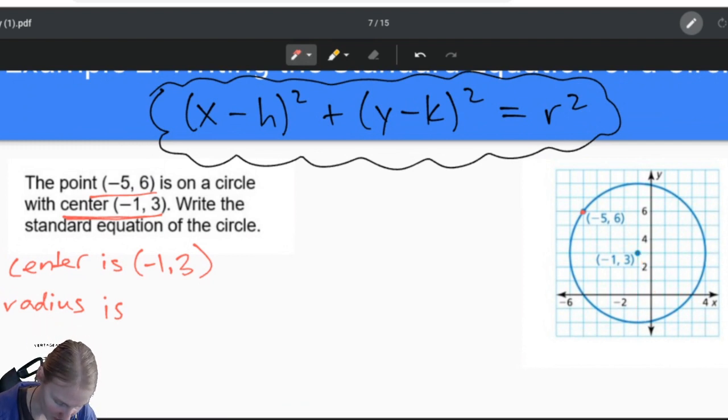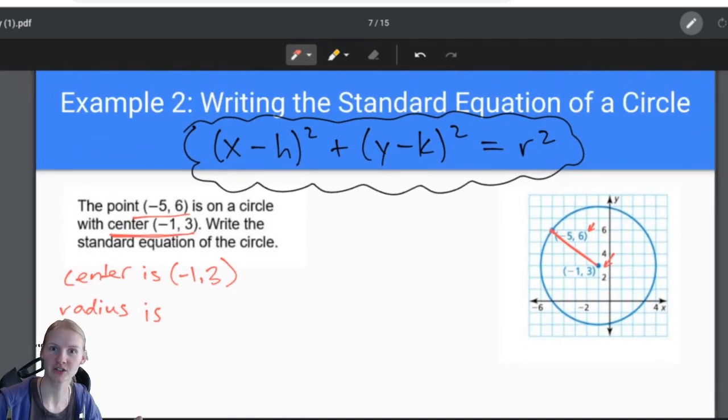Because these are the points they gave me in the problem, so these are the points I should probably use for the problem. So, this is my radius. Remember, this is also a radius, but these are the points that they gave me, so these are the ones that I'm going to work with. So how could I find the distance between these 2 points? Maybe I'll use the distance formula. Oh my goodness, we learned about that back in chapter 1. Anybody remember?